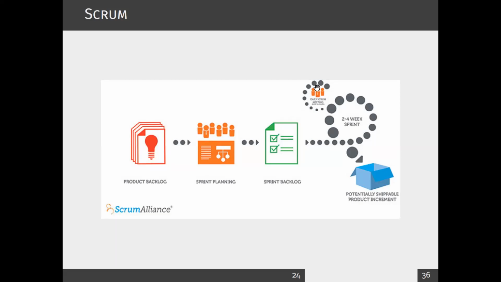That is usually represented here. You start with a set of features, and during sprint planning you decide on a couple of features for a particular time interval of 2 to 4 weeks. And during those 2 to 4 weeks, they meet daily, which you call the daily Scrum.